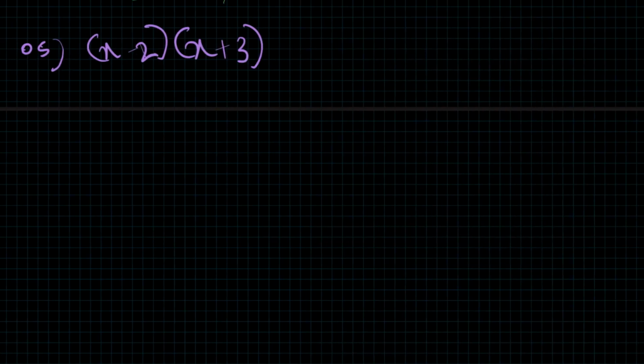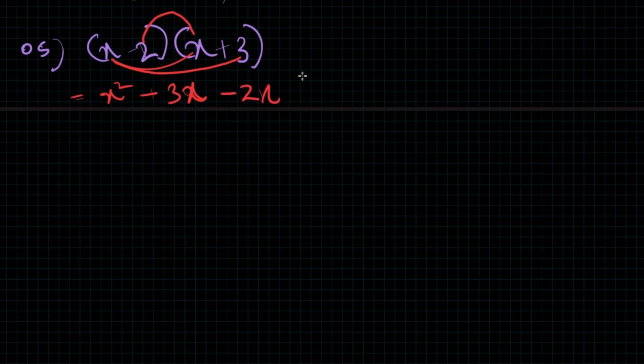Okay, now how do we expand this one? We multiply x by x. That means x squared. Then again we multiply x by 3. Now we get plus, because x is positive and 3 is also positive. And then we get 3x. Now minus 2 into x, we get minus 2x.